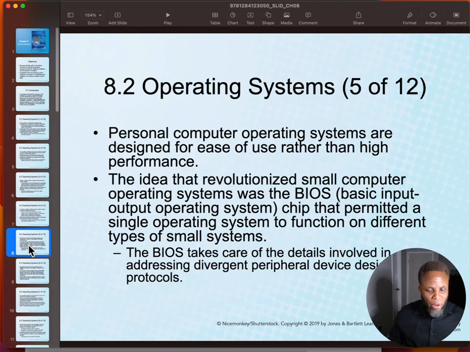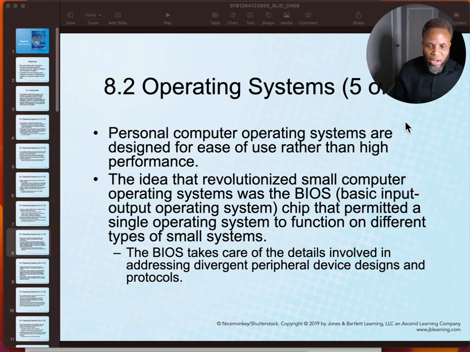Now, that's for real-time operating systems. What about personal computers? I'm on a Mac. Some of you folks are on Windows. These are personal operating systems, and these ones are generally designed for ease of use, not high performance, and therefore these ones are not classified as real-time operating systems. Okay. The idea that revolutionized small computer operating systems was the BIOS. That was a chip that permitted a single operating system to function on different types of small systems. This takes care of the details involved in addressing divergent peripheral device designs and protocols.